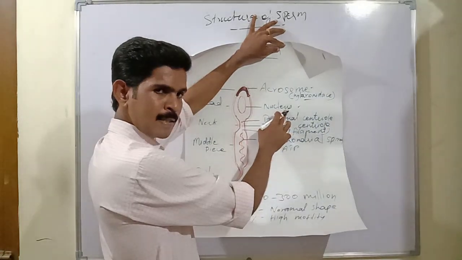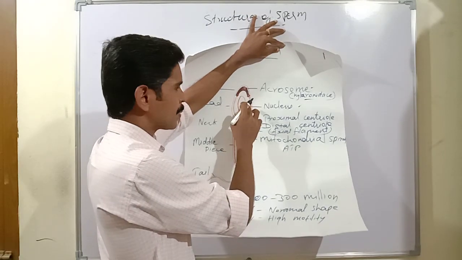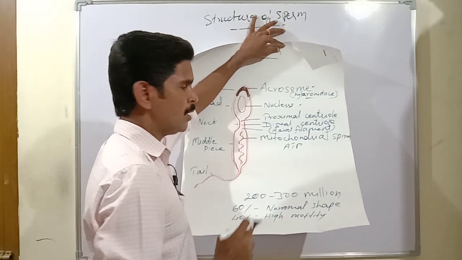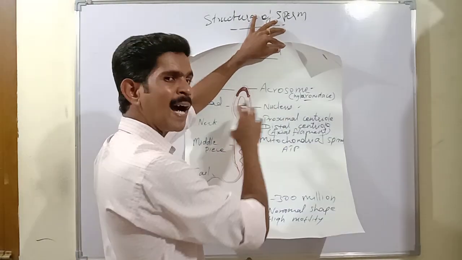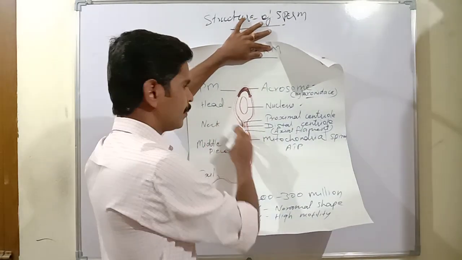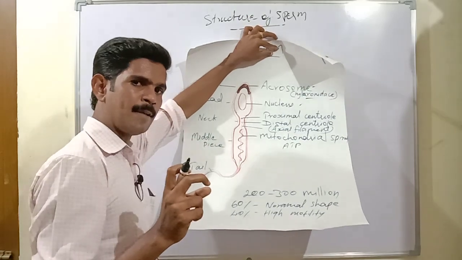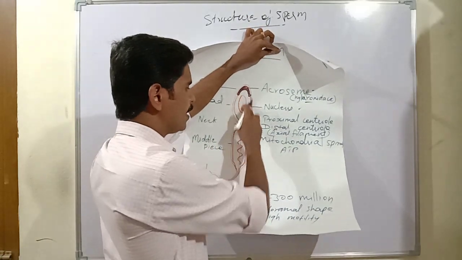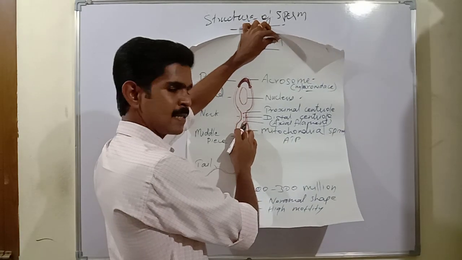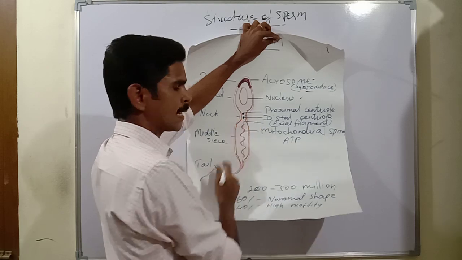Second one is nucleus. Nucleus is an oval shaped flat structure present in the center of the head. Understand? So nucleus is oval shape and flat. So now we completed the first part, head. Then neck region. Neck region is a very short region present between the head and middle piece. And this neck region consists of 2 important centrioles. This is one centriole, this is second centriole.